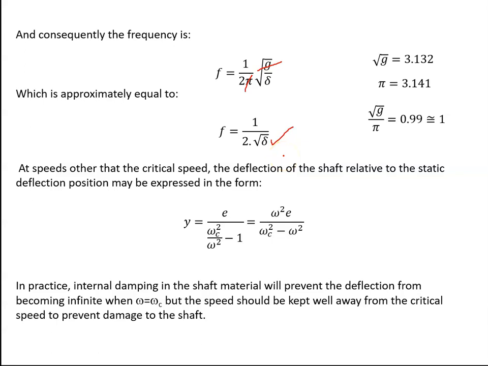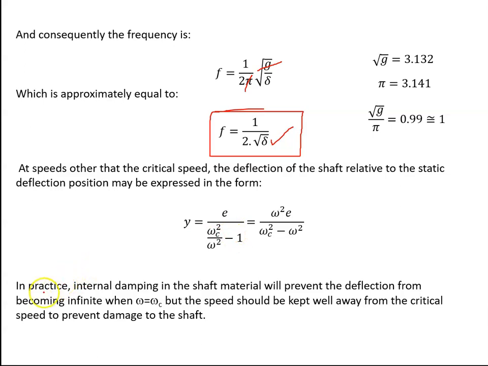Okay, so that is the speed we want to keep the shaft away from. We don't want the shaft to rotate at that speed, or else it will whirl. When it's not whirling, at speeds other than the critical speed, the deflection of the shaft can be considered to be e over the critical speed squared minus whatever the speed is, minus 1.